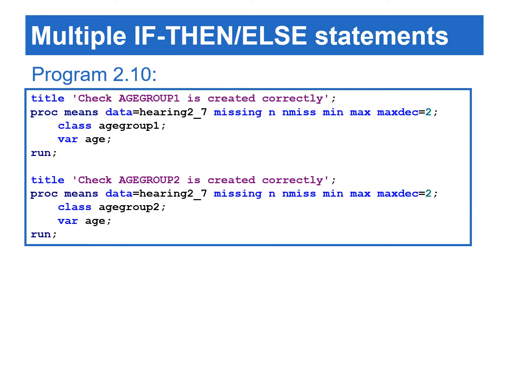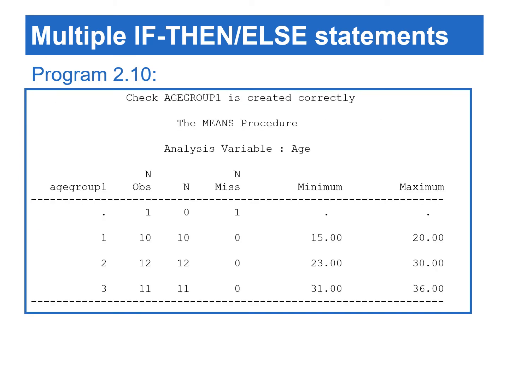After the variables are created, we use proc means to examine whether these two variables are correctly created. Based on the output, age group 1 is created correctly. We skip showing the output for age group 2.